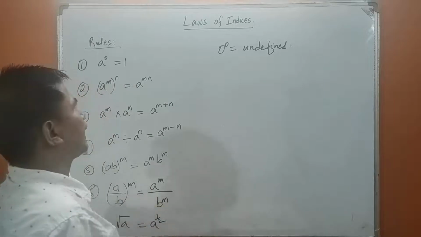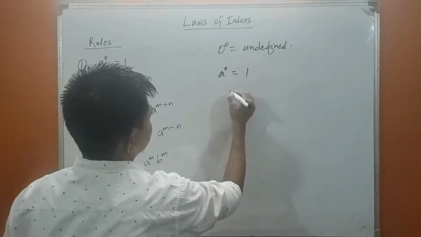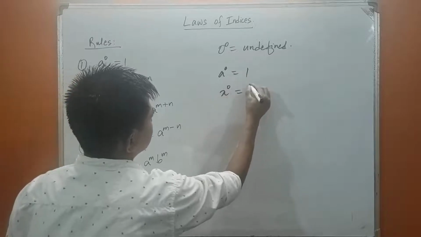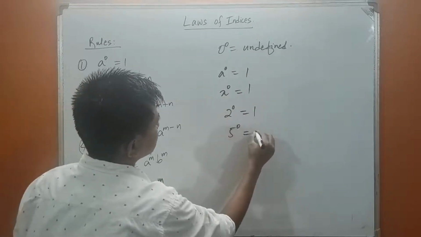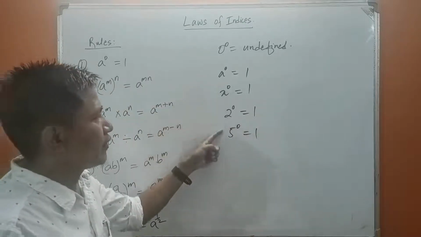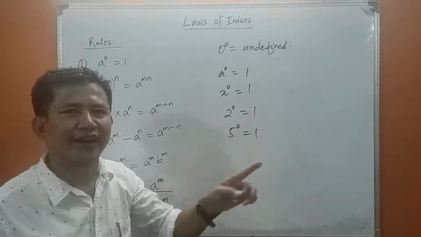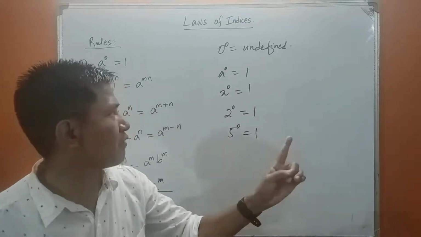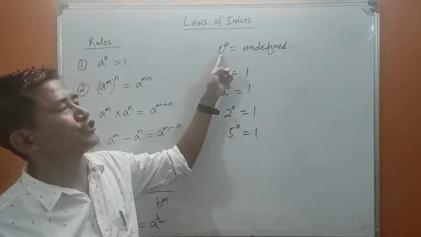Other than 0, anything to the power 0 is 1. a to the power 0 is equal to 1. x to the power 0 equals 1. 2 to the power 0 equals 1. 5 to the power 0 equals 1. Any number raised to power 0 equals 1, except 0.